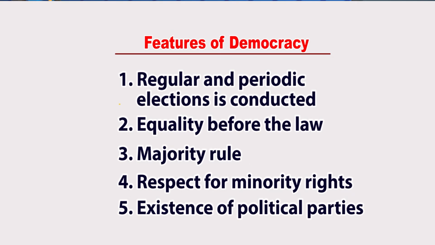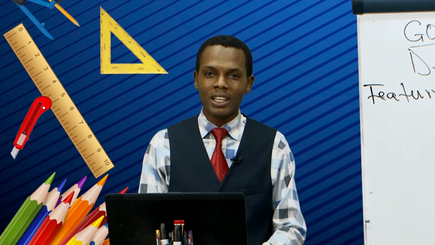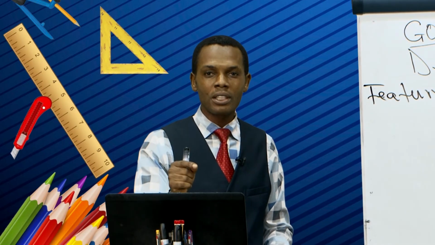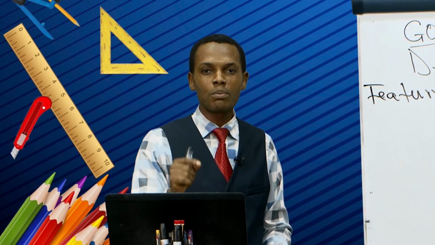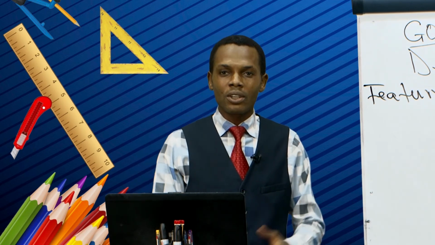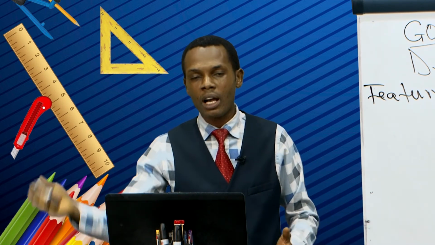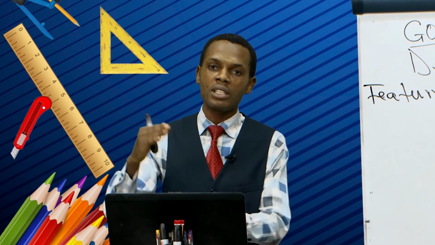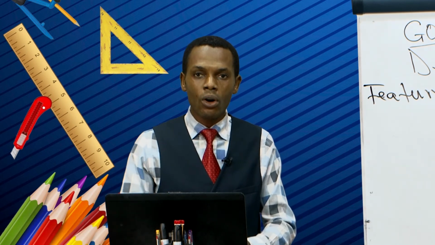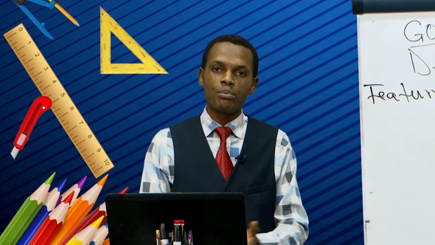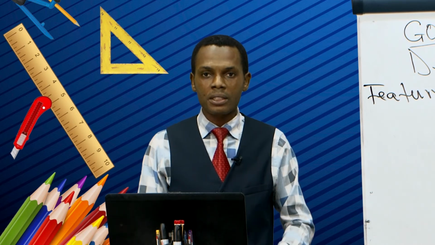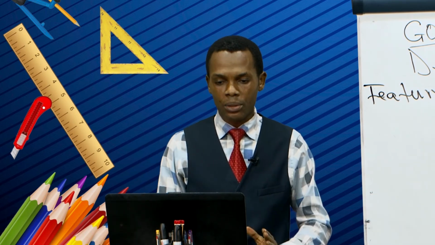Then number four, respect for the right of the minority. Even though the majority have their way, however, the minority also have their rights, which must be respected. So in every democratic setting, though we have majority people and then we have also minority people, respect is given to the minority also, so that they don't feel sidelined in the system. They are also carried along.